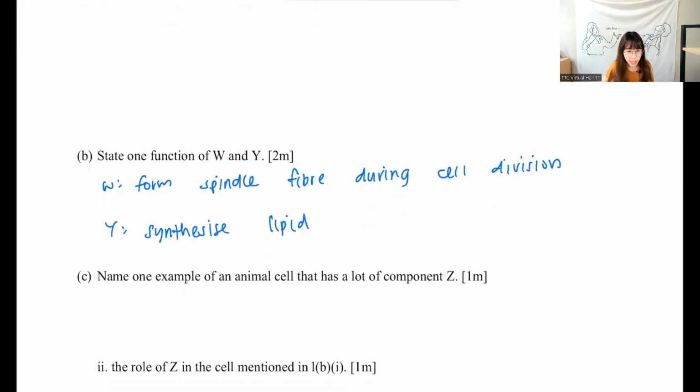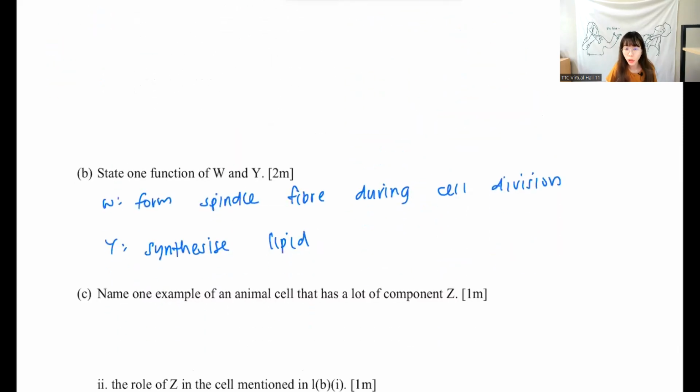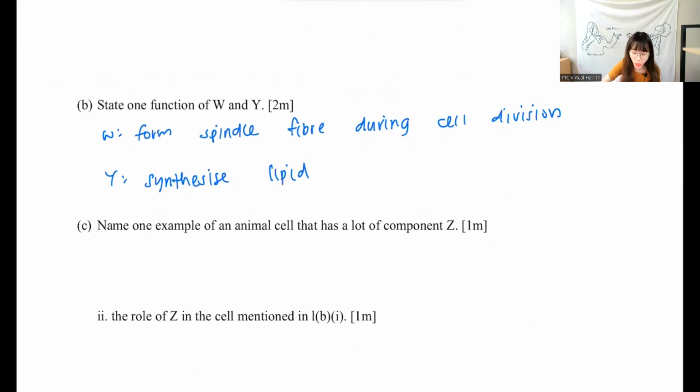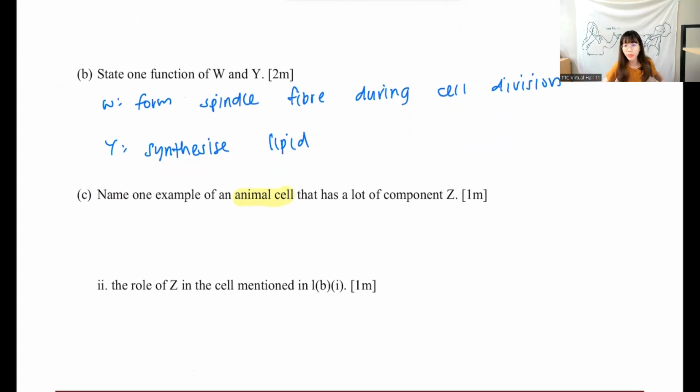Okay, next, name an example of an animal cell that has a lot of component Z. What is component Z? It is mitochondria. Because this is an animal cell, we cannot write the one that is a plant cell. So for animal cell, we have two answers. You can write sperm cell or muscle cell. But can you write meristematic cell? Of course not, because meristematic cell is a plant cell. If it's a plant, then you can write meristematic cell, but this is an animal cell. So you write muscle cell or sperm cell, whichever you prefer. Let's say I write sperm cell.